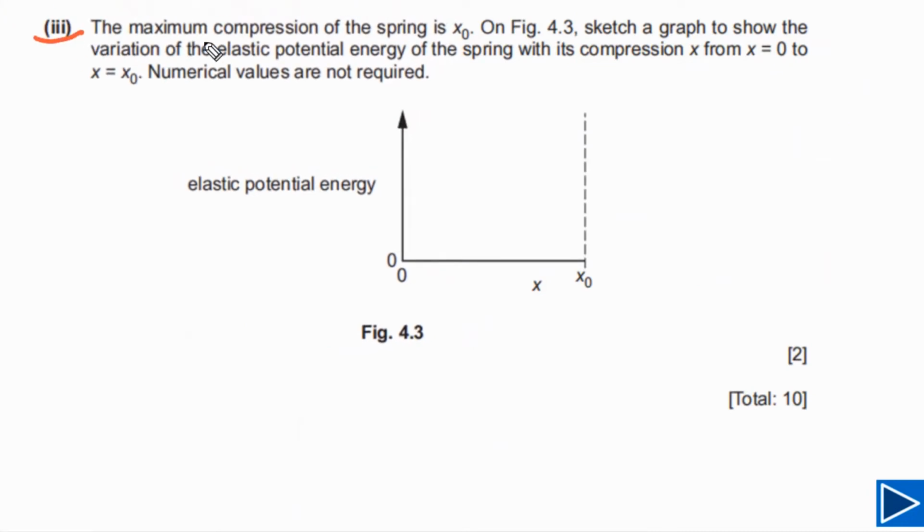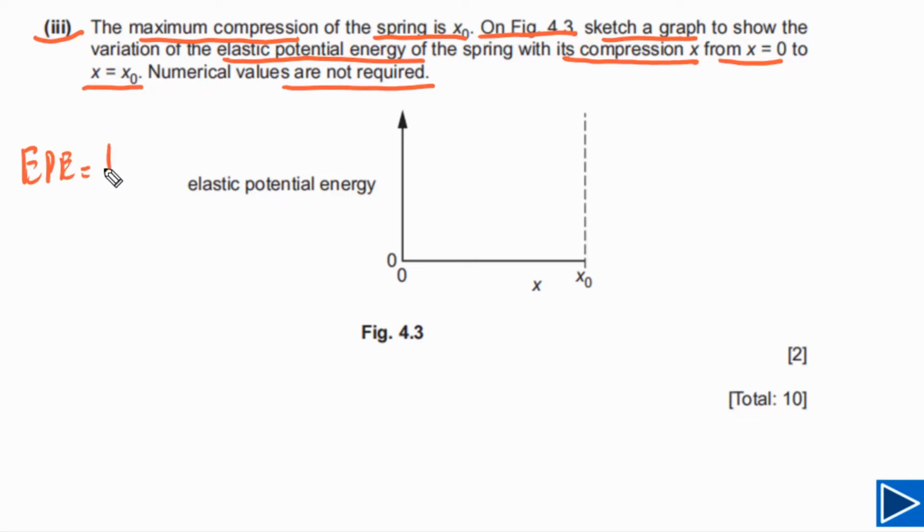For the last part, it is given to us the maximum compression of the spring is x naught. On figure 4.3, we need to sketch a graph to show the variation of the elastic tension energy of the spring with its compression x, from x equal to 0 to x equal to x naught. Numerical values are not required. First thing we need to understand: elastic tension energy is equal to 1 half kx squared.